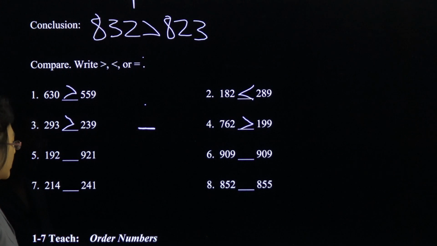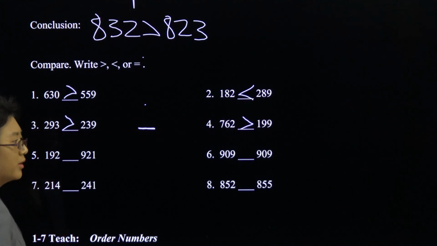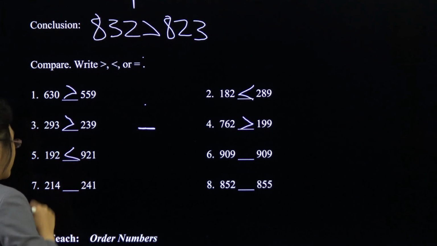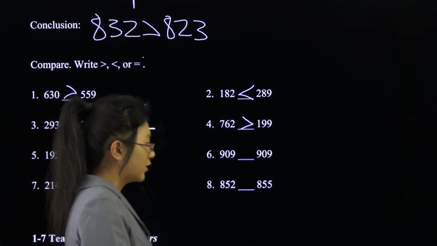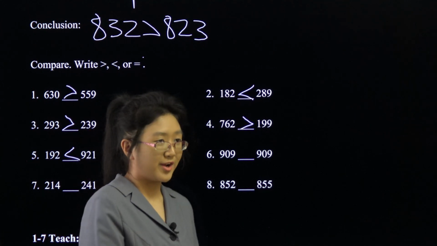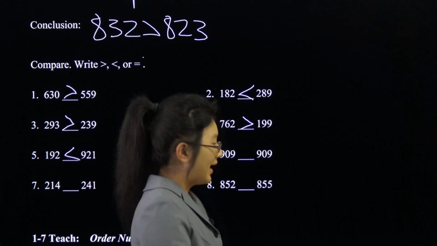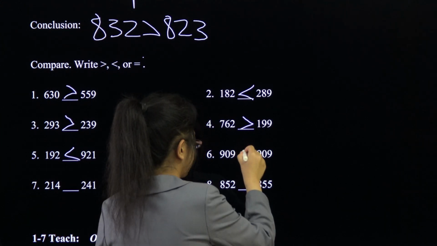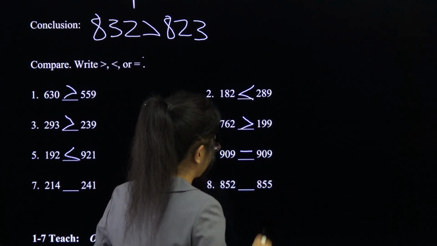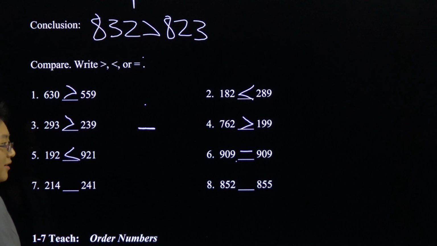192 and 921. So we look at the leftmost digit, and we get 1 and 9. 1 is smaller than 9. So 192 is smaller than 921. Question number 6 has 909 and 909. Well, all the digits are the same, and they have the same number of digits, and all the digits are also in the same order. So these two are just equal. I'm just going to write the equal sign like that because, guess what? There's already a line there for me. Nice. 214 and 241.